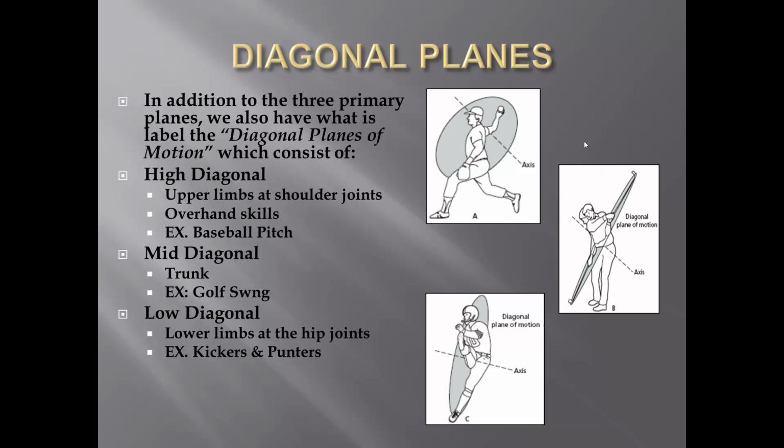We also have diagonal planes. If we look at the high diagonal plane, this could be the baseball player here, a pitcher, with the upper limbs at the shoulder joint, overhand pitches like a baseball pitch. The mid diagonal, where the trunk is moving, is like a golf swing. Then we also have the low diagonal, the lower limbs at the hip joint.